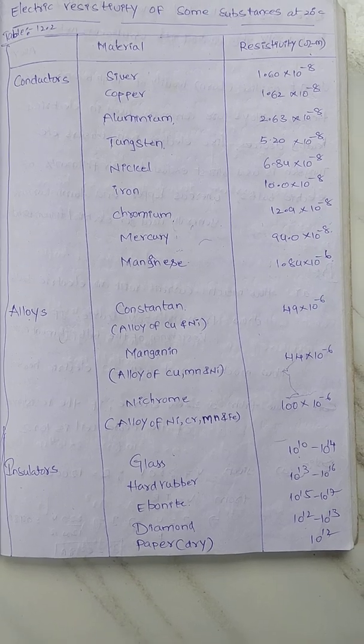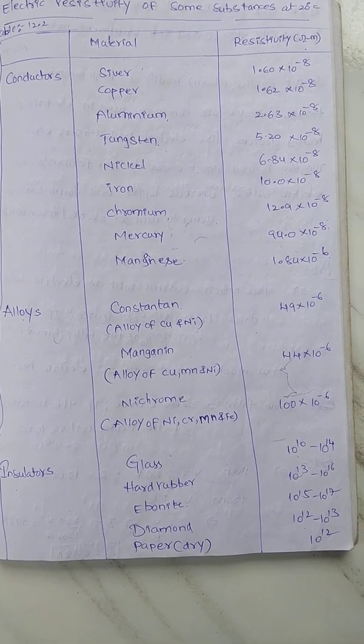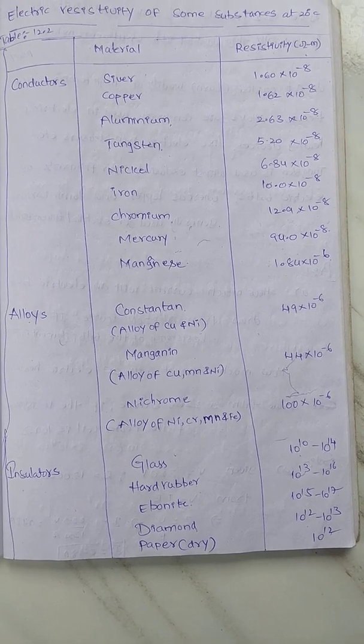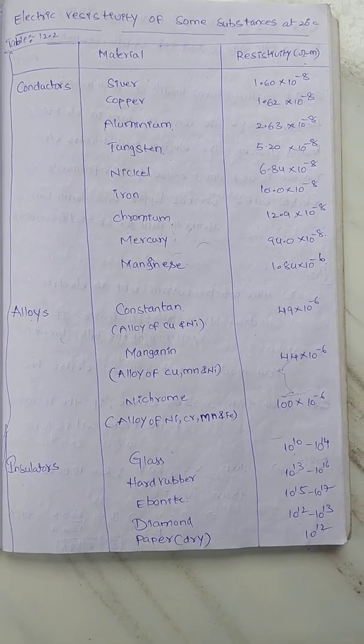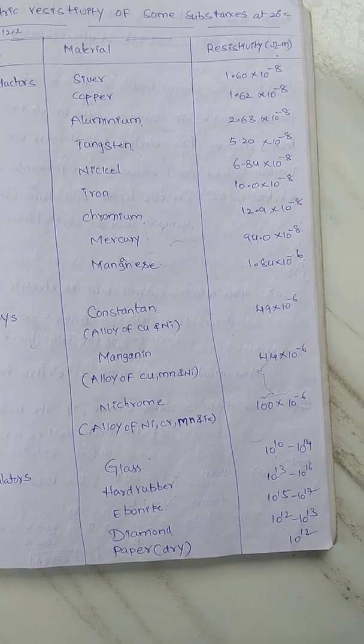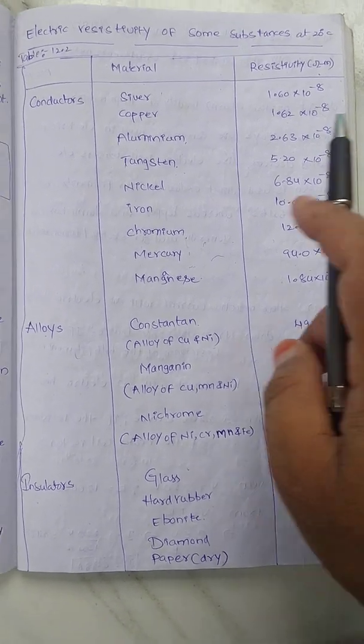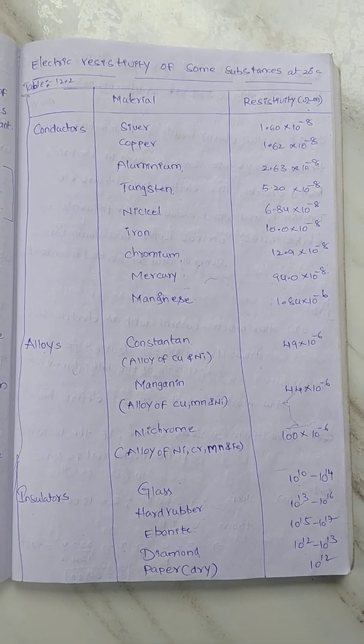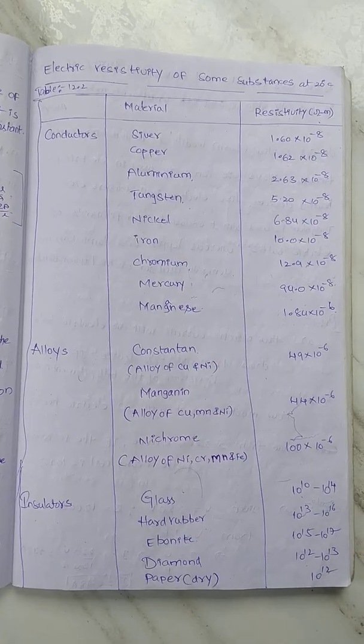So, last class we discussed the factors on which the resistance of a conductor depends, and very important relations about resistance and about resistivity, and the electrical resistivity of some substances at 20 degrees centigrade. We discussed that. So here again, I can recall this electrical resistivity of some substances.